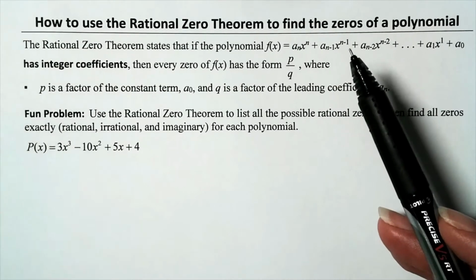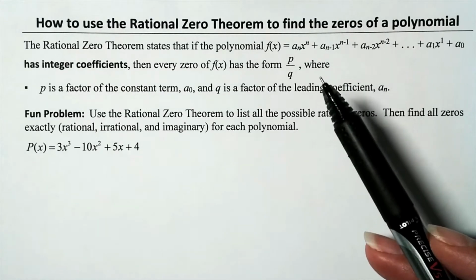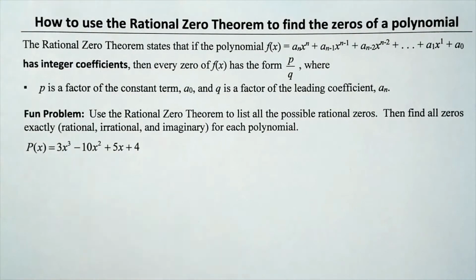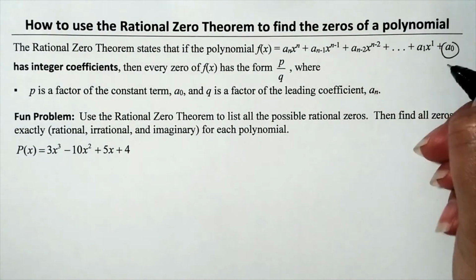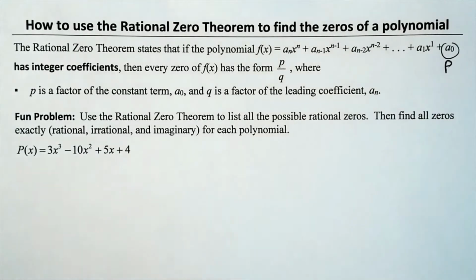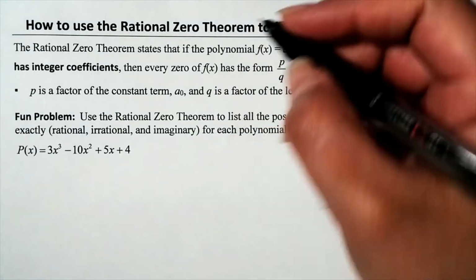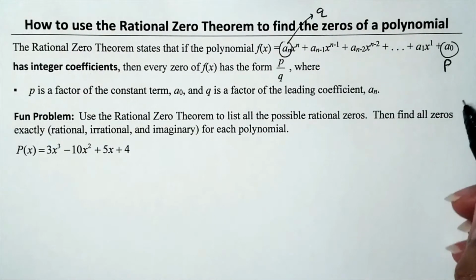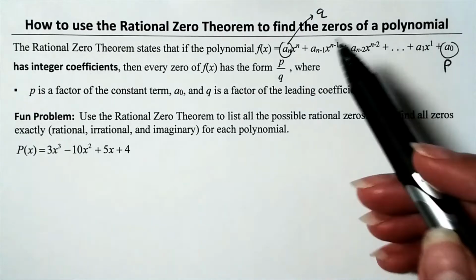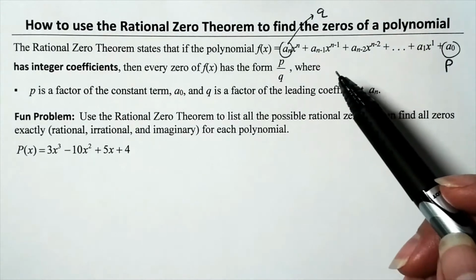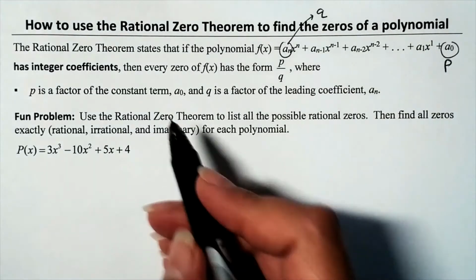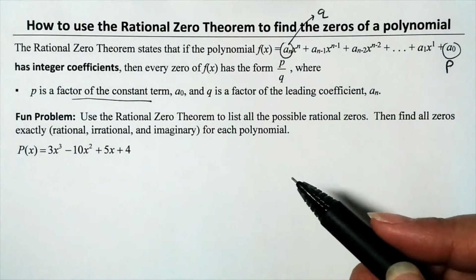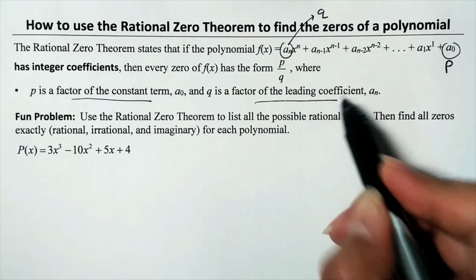P, oh sorry, we have a friend. P represents factors of the constant term, or a0, and q represents factors of the leading coefficient. I don't want you memorizing that p is factors of a0 and q is factors of a. Remember it in words. P represents factors of the constant term, and q represents factors of the leading coefficient.